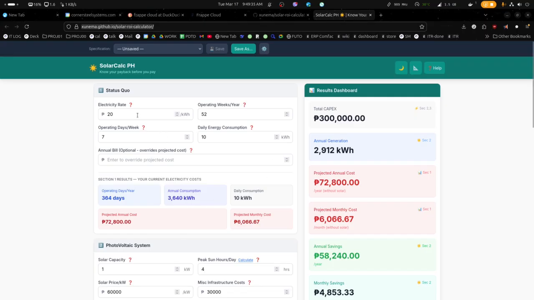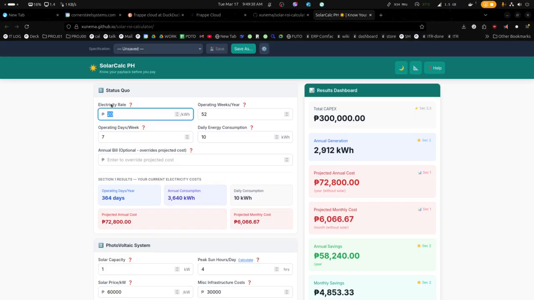First, it's critical that you set the electricity rate that you're consuming. You'll see this in your Meralco bill. Then you set your number of operating weeks per year and number of days per week. This is also meant for businesses. Some businesses operate 5 to 6 days per week, so their consumption of electricity is very different from a resident that's operating 24/7.